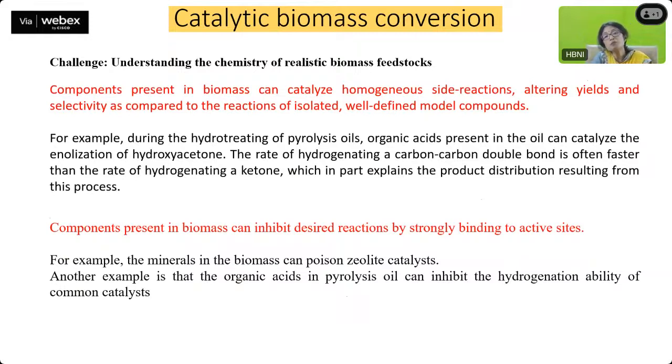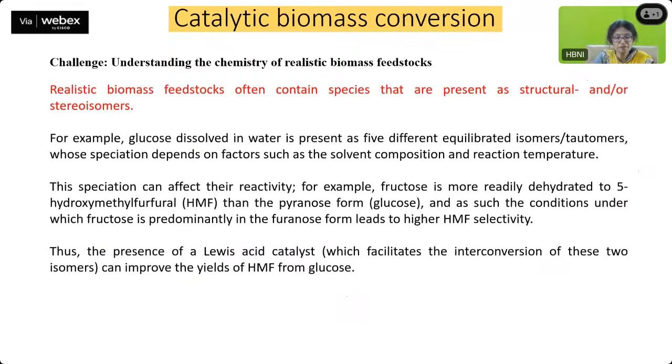Then there are components present in biomass which inhibit the desired reaction by strongly binding to the active sites. For example, minerals present in the biomass can poison the zeolite catalyst. Then organic acids in pyrolysis oil can inhibit the hydrogenation ability of the common catalyst. So all these things have to be considered.